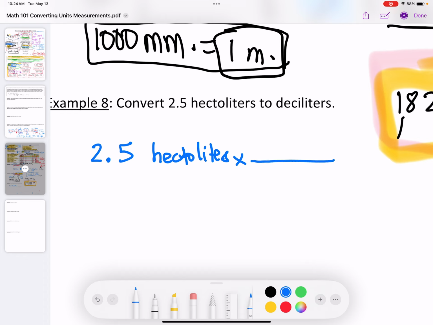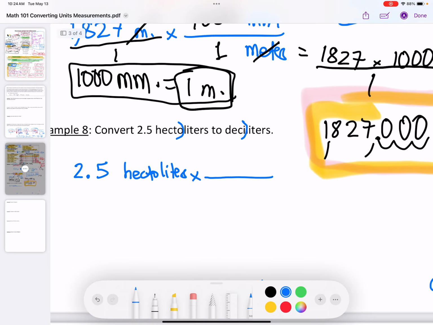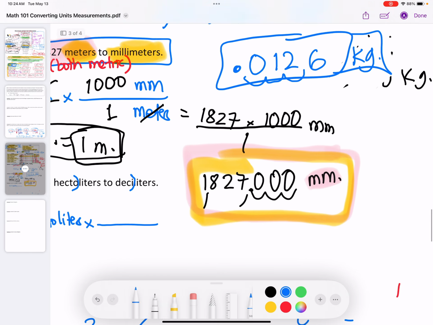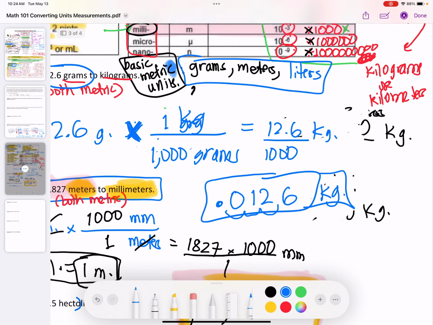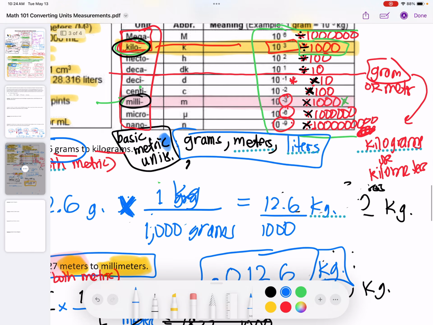Hectoliters. So I guess these are both metric units because there's a prefix. This one has hecto, this one has deci. But the basic unit of metric measurement here is liters. So that's one I can add to the list here. Grams, meters, liters. Those are your basic units, and then you could add those prefixes to them, milli, deca, kilo, etc.